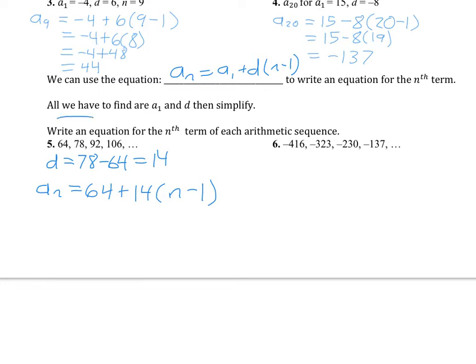If you are writing the equation, your final answer should have An and n still in it. So don't plug in for An, don't plug in for n. 64 plus 14n minus 14. An equals 14n plus 50.